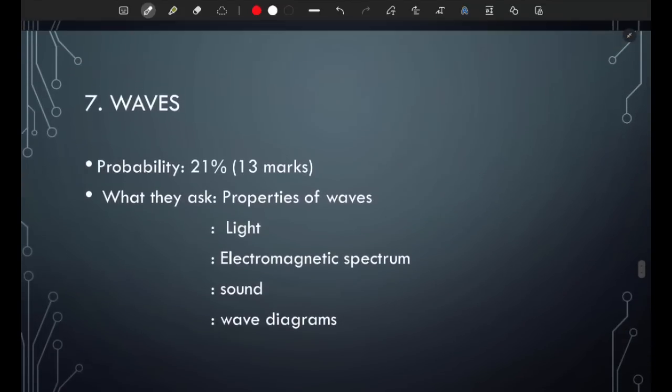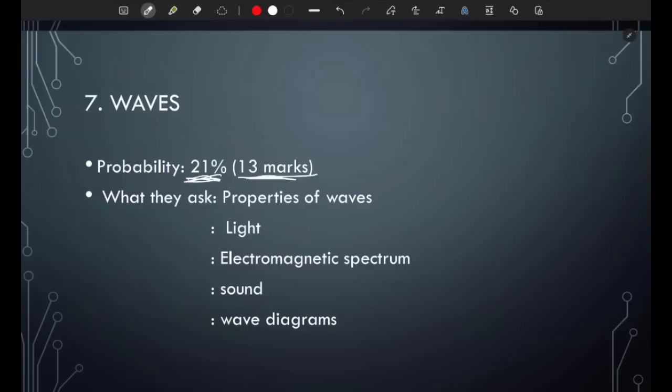Now, waves. Waves is one of the biggest topics in paper 4. So we're looking at a whopping 21%, which is around 30 marks. This could get you from a B to an A or from a C to a B. So make sure to know this topic very well.